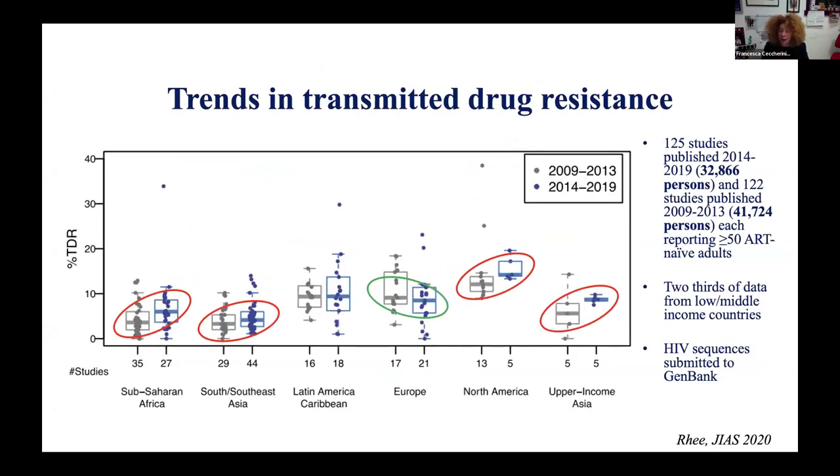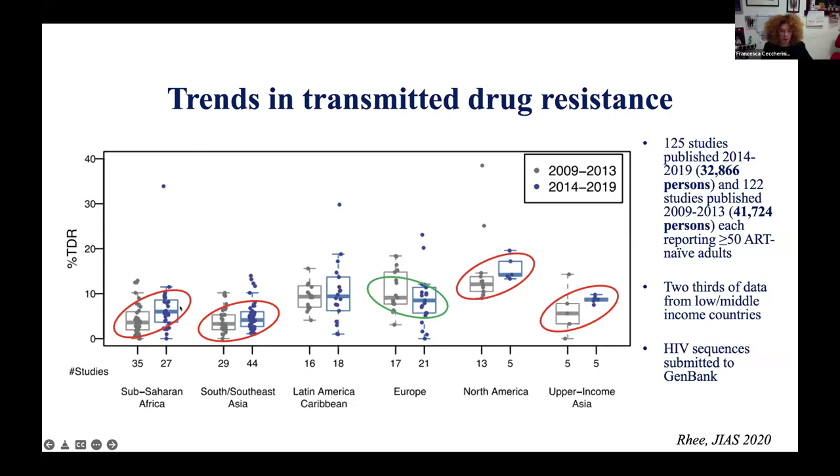Here is a meta-analysis that shows how many studies have been published and how many people. You see 32,000 people in the period 2014-2019, and more than 40,000 people from 2009-2013. So you see a trend of drug resistance that in some countries, like in Europe, was decreasing. In the United States, in North America, it is increasing. Upper income Asia is increasing.